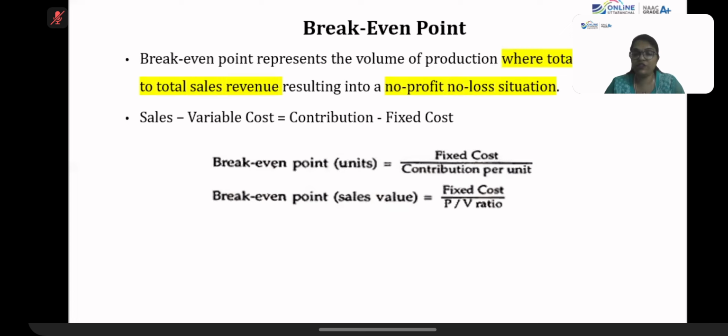Break-even point, the next topic. Now, break-even point, as I told you in the starting, is a point where there is no profit, no loss situation. The formula that you use to calculate break-even point is sales minus variable cost is equal to contribution minus fixed cost. Or when you find out the break-even point in units, the formula is fixed cost divided by contribution per unit. And when you find out in rupees, the formula is fixed cost upon PV ratio.